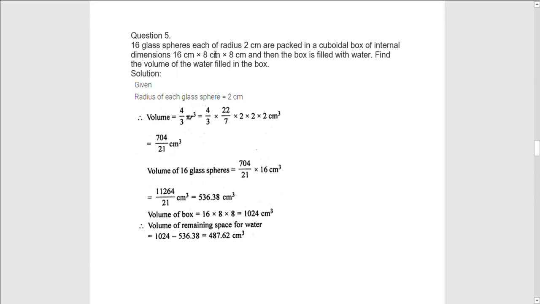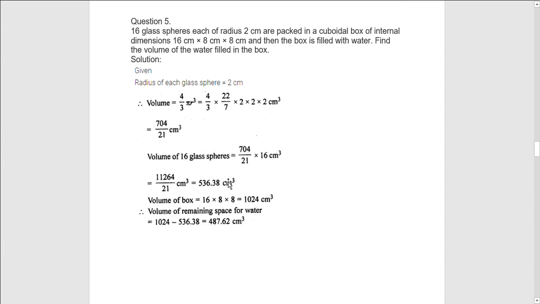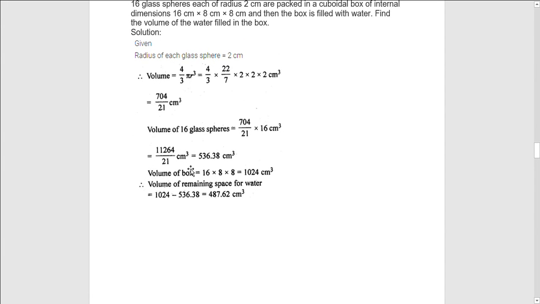So what is the volume of water, student? Can you tell me? Where the spheres are kept? In the cuboidal box. It means volume of cuboid minus volume of 16 spheres. What is the volume of a sphere, student? 4 by 3 pi r cube. This is for 1. And how many? 16, multiplied by 16. You got it here. So volume of box L into B into H. Volume of remaining space for water is volume of cuboidal box minus volume of 16 spheres.